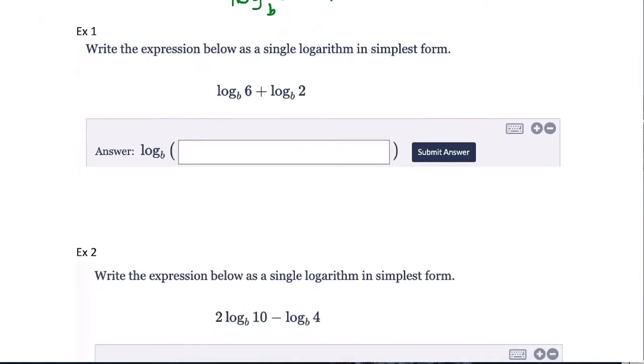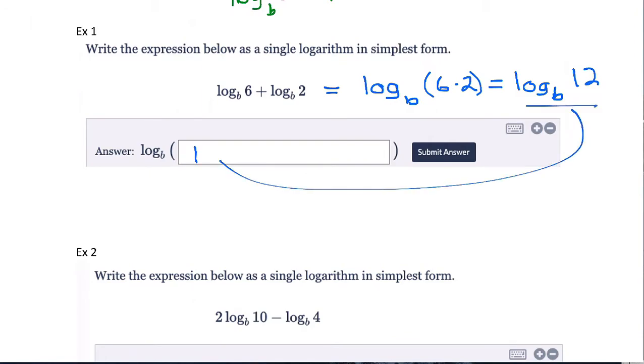So something like this one, write it as a single logarithm. I've got the addition between those two. So if I wanted to, I could write this as log base b of 6 times 2 using that product rule, or log base b of 12. If I multiplied those together, I could just write that as log base b of 12. That's what I'm going to put in right here. I'm going to put in 12. Notice what you have to put in.